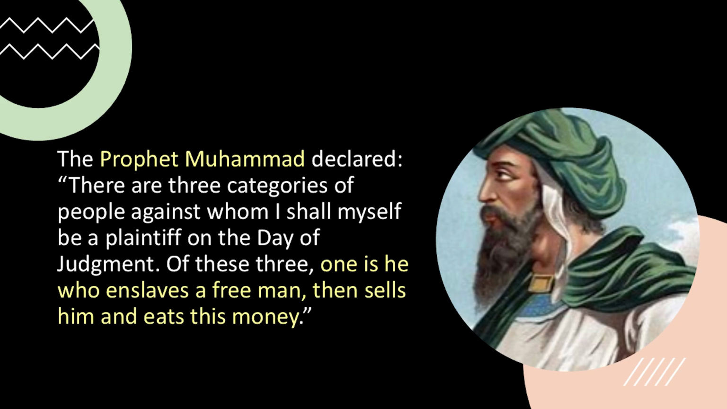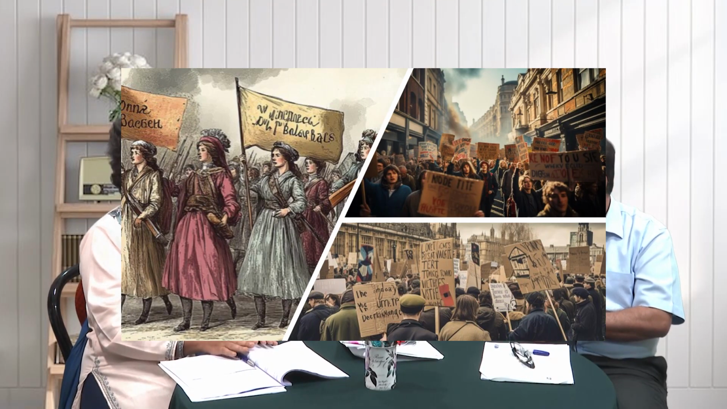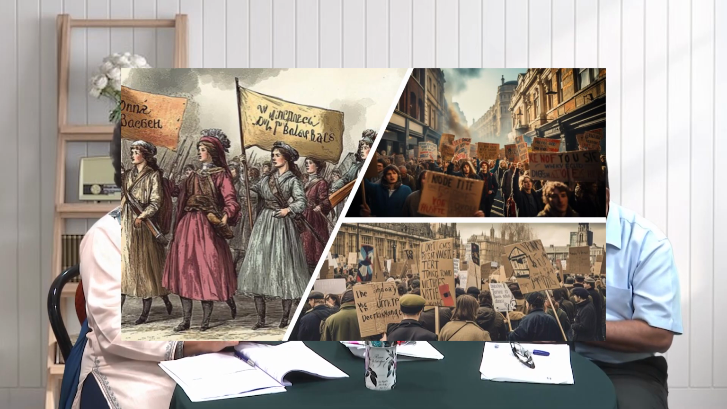Oh my God. So if there is a day of judgment, he will be against 3 kinds of people. So who are those people? Of these 3, one is who enslaves a free man. The second one then sells him, and the third one eats this money. So after selling, if he uses that money, then I will be against this person. Means absolutely a ban on the slave trade. It is absolutely banned on slavery.